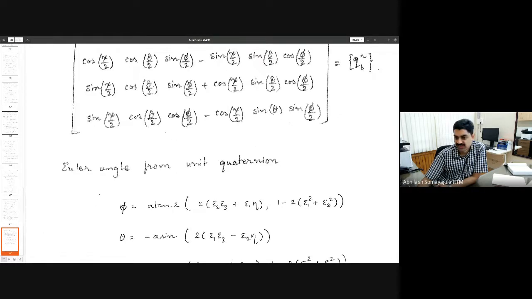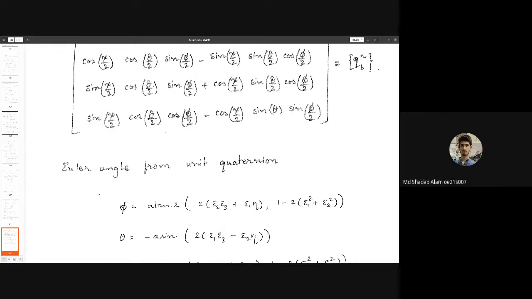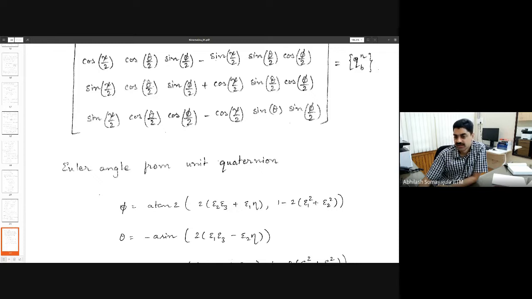Okay, any questions so far? No questions so far. All right. More of this may probably be more clear once we start discussing the quaternions in the assignments. So there we should see something more come up. Okay, so today we'll proceed further.